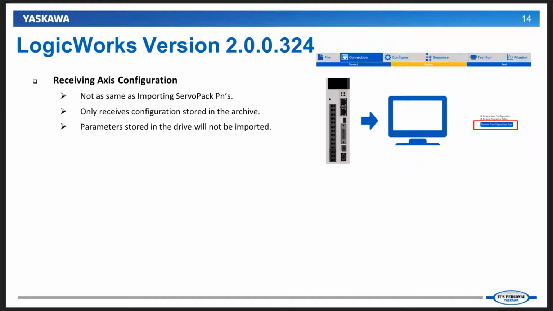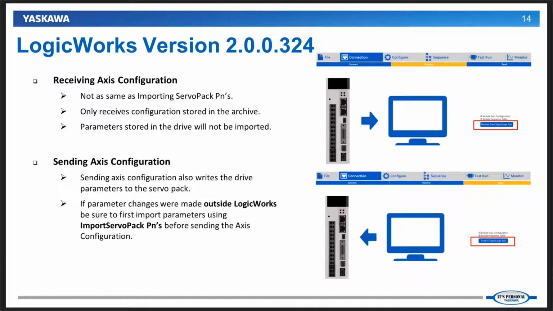Receiving access configuration works just like it used to work before. There is no change on the functionality, but the thing to remember here is receiving access configuration is not the same as importing servo pack PNs. Receiving configuration will not import any drive parameters into your project. For example, if you change any drive parameters outside the scope of Logicworks, say using SigmaWin, receive configuration will not import those. It will only import configuration stored in the controller archive. Servo pack parameters will be untouched when you do receive configuration. So please be aware of that.